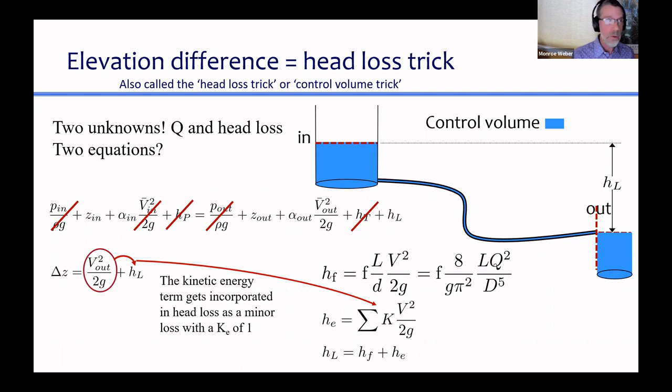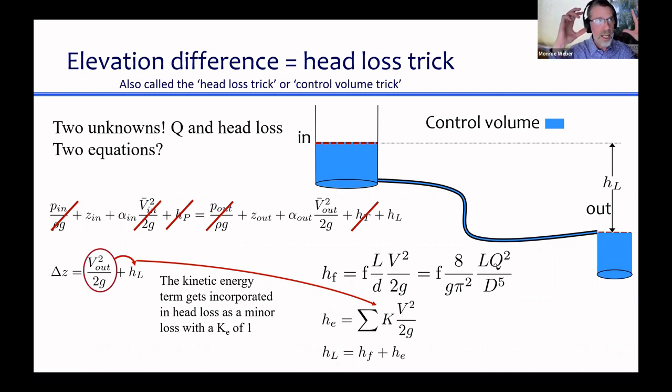So what we do when we flip the control surface from here to here, what we've done is we've moved that v out into a k. That change in velocity, that loss of kinetic energy, becomes inside our control volume, because our control volume exit has 0 velocity.